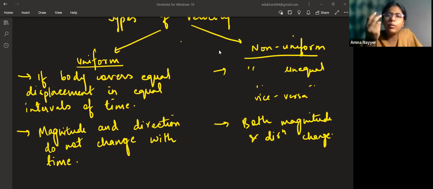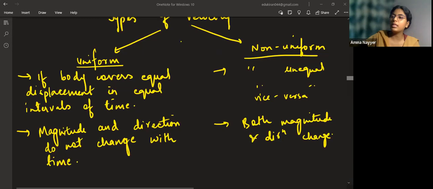So in speed, we only used to write the magnitude and our work was done. But now in case of velocity, the quantity has magnitude as well as direction, right? So when magnitude and direction both are constant, we get uniform velocity. And when both of them keep on changing, then this is non-uniform. So here you do not just focus on magnitude, focus on direction also.